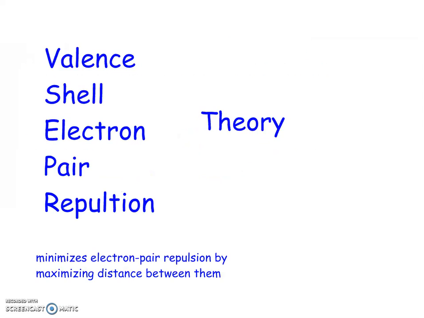VSEPR theory stands for valence shell electron pair repulsion theory. So if we take the first letter of each of those words, we get VSEPR. And VSEPR theory essentially states that the electrons, which are all negative, are going to repel each other. And they're going to repel each other as much as they can so that the distance between them is maximized. So those electrons want to be as far apart from each other as possible because they have similar charges.